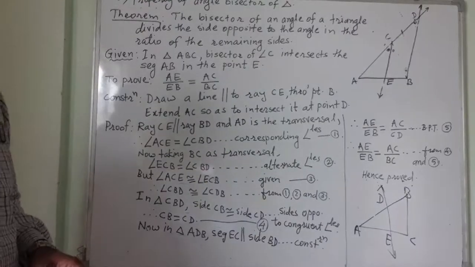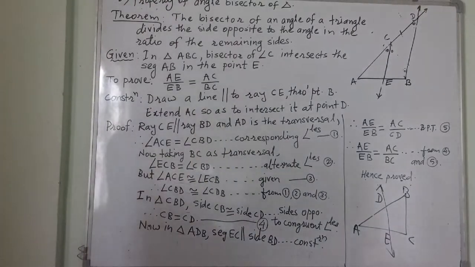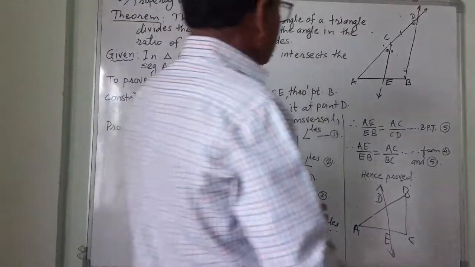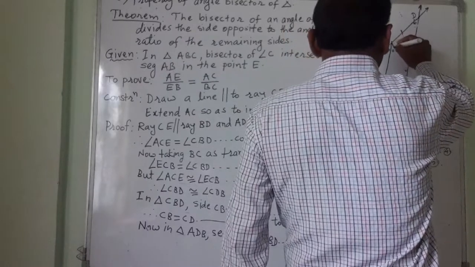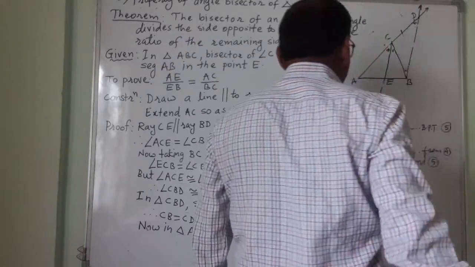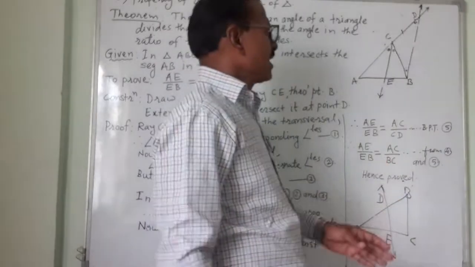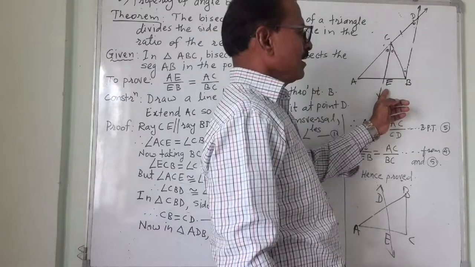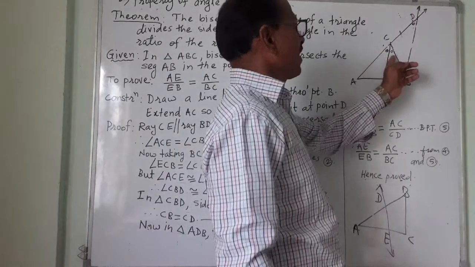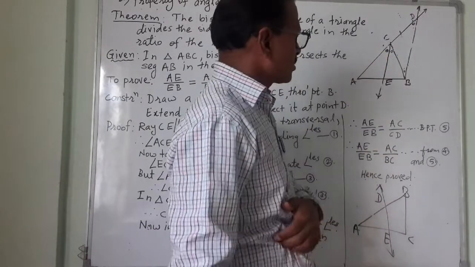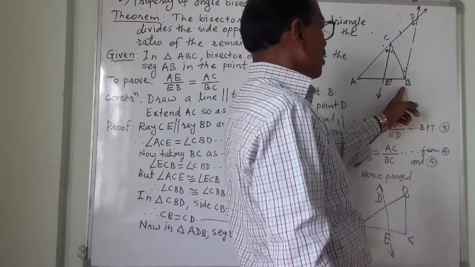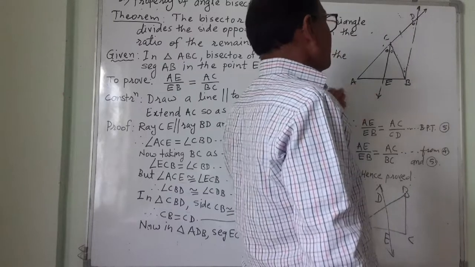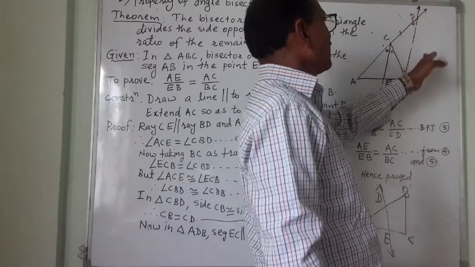Hope you have understood. If you have not understood, just try to remember what I have told, or otherwise I will repeat it once. What is done is, in triangle ABC, CE is the angle bisector of angle C. Construction: through B, draw a line parallel to ray CE. Extend AC to meet it in the point D.